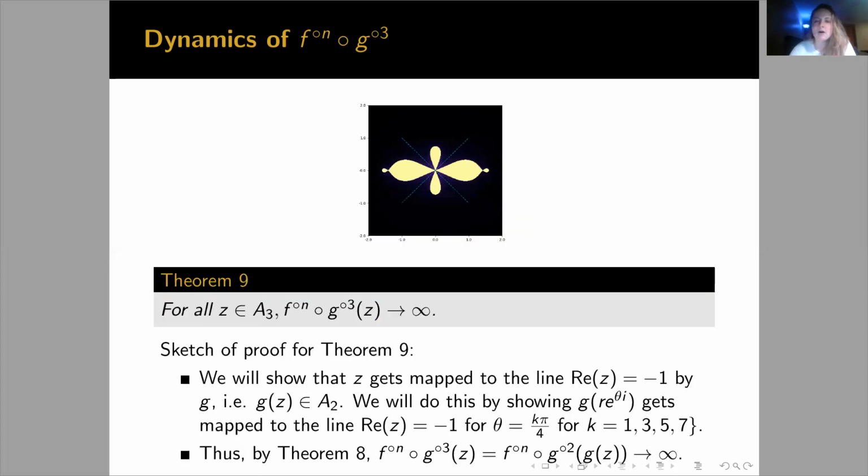So we proved in my thesis that all the points in the set denoted by the blue lines in the graph are part of the unbounded 2 component. You can see an outline of the proof, which is saying that we plugged in re^(iθ), where θ equals kπ/4, for k equals 1, 3, 5, and 7, into G, and found that it mapped to the line a+bi, where a equals -1 and b doesn't equal 0, which is part of A2. Now, since we are plugging in a subset of A2 into G and have 2 iterations left, by theorem 8, f^n of G^3 goes to infinity.